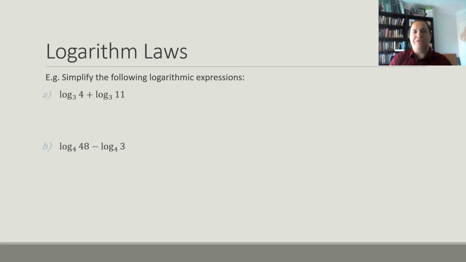Alright, so let's use these logarithm laws to help us simplify some expressions. We've got log base 3 of 4 plus log base 3 of 11. Using our first law, because we've got addition, we can multiply our values together. So we have log base 3 of 44, and we've simplified our expression from two logs down to one.